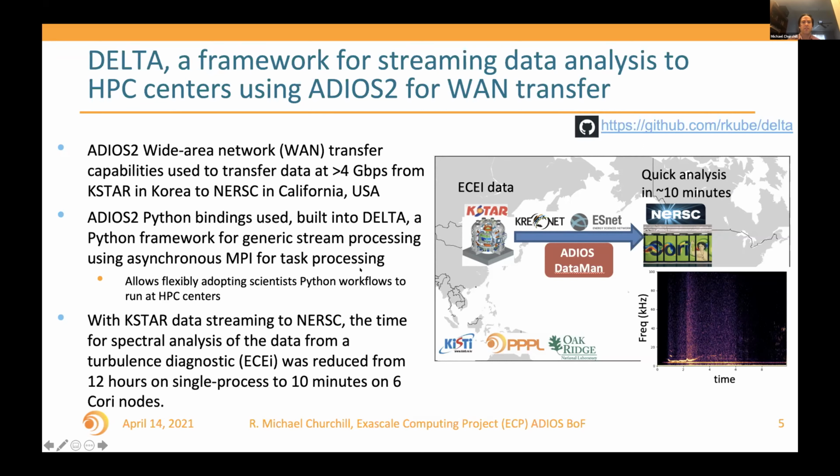And Delta allows generic stream processing and uses asynchronous MPI in order to process the data packets as they come in to the Cori supercomputer. And so doing this, we took a typical workflow that scientists had and kind of supercharged it, where running a complete analysis would have taken about 12 hours on a single process for a pretty heavy turbulence diagnostic. And using the streaming over to Cori and with Delta and ADIOS 2, we were able to reduce this to about 10 minutes using 6 Cori compute nodes.